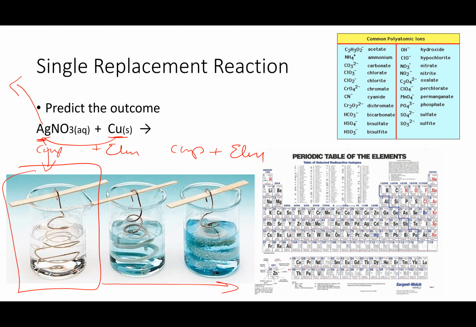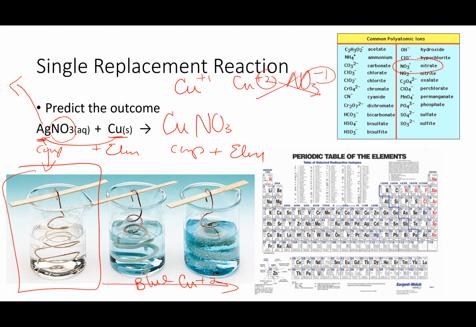So let's remember some of the bonding that we've done in the past. Copper can either be a copper plus 1 or a copper plus 2. And you might go, I don't know which one we've got. I've done more chemistry than you have. And I know that if we have a blue solution, that means we have copper plus 2. So we have copper plus 2, and it's going to react with this ion, nitrate, NO3 minus 1. So when we crisscross, this goes there and this goes there. Cu(NO3)2, we don't write ones.